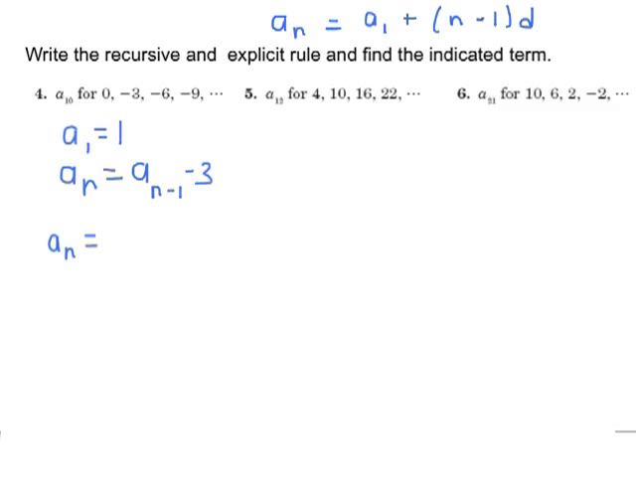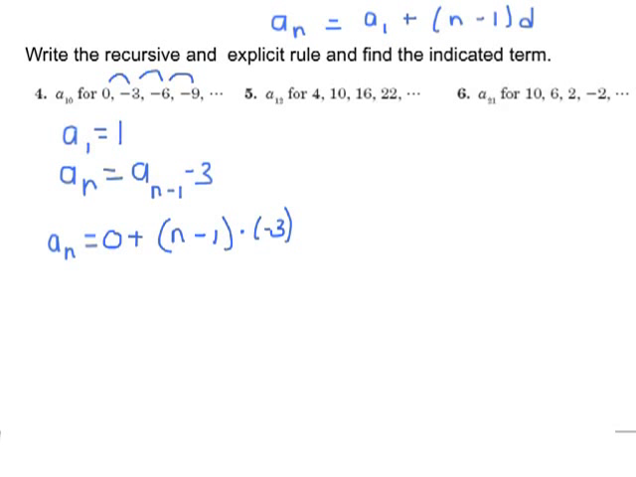So I have a sub n is equal to my first term, which is 0, right there. So we put in a 0. Then it's going to be plus. Now, from here I'm going to put n minus 1. And what was my common difference between each of these? Well, negative 3, negative 3, negative 3. So I'm going to times that by negative 3. Okay, so there is my explicit rule.